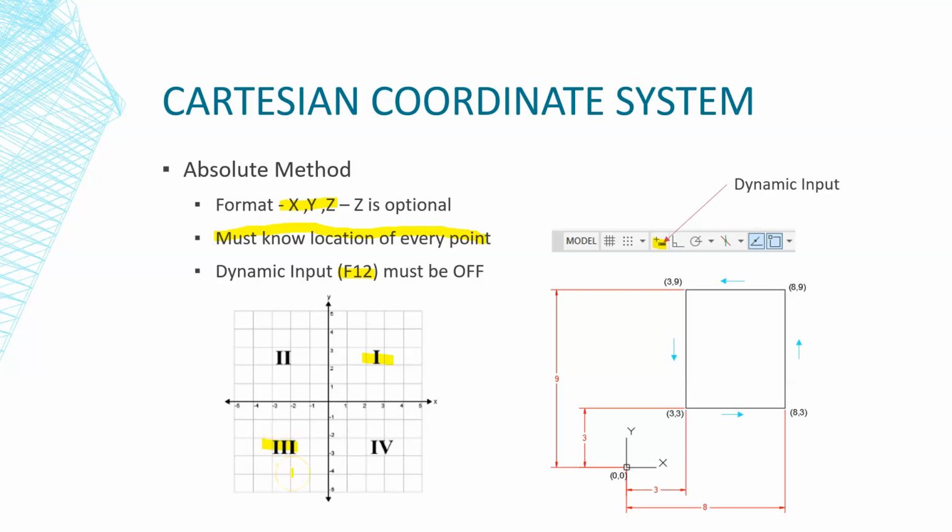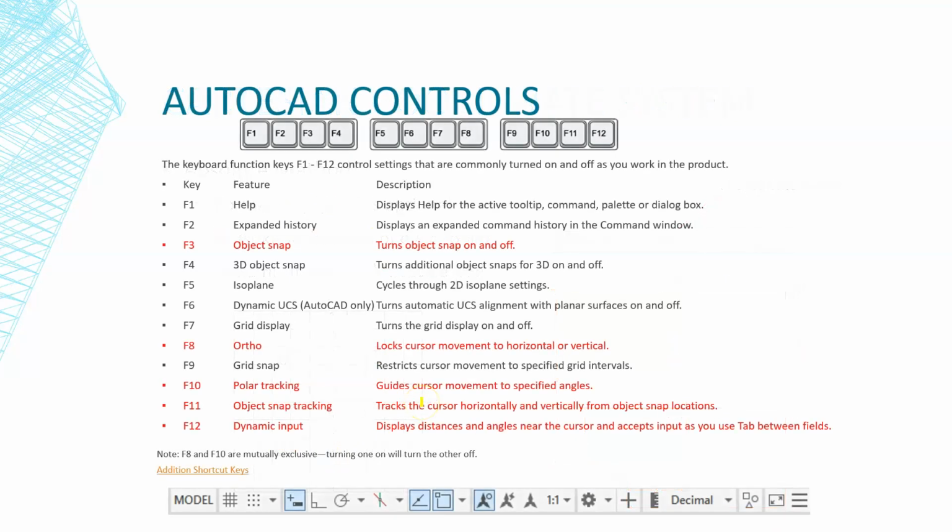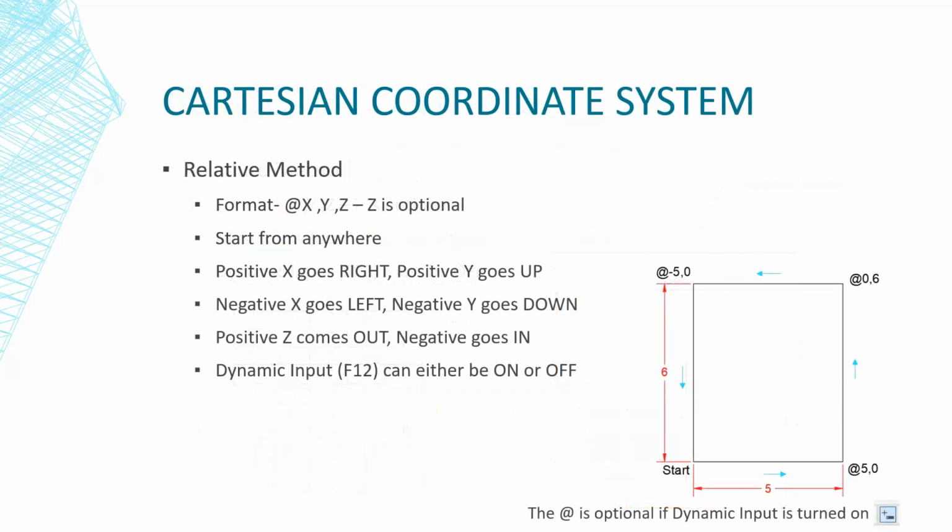And then we took a look in quadrant 3, which all the values were negative. All right, so let's go ahead and go to the next one, which we're going to take a look at. And this is going to be the relative. Now, some of the things that we got to understand in the relative is that we're referencing the last point that we use in AutoCAD.